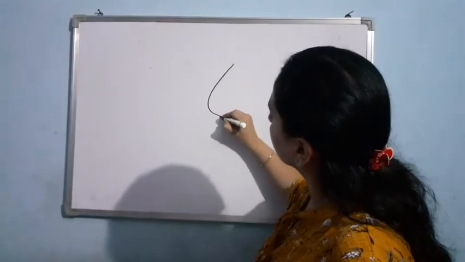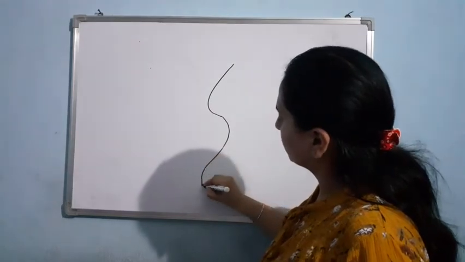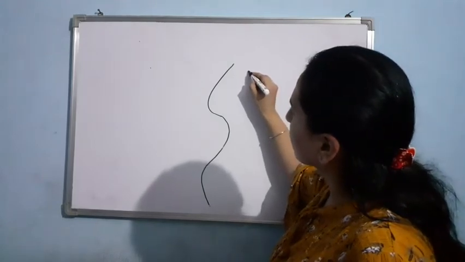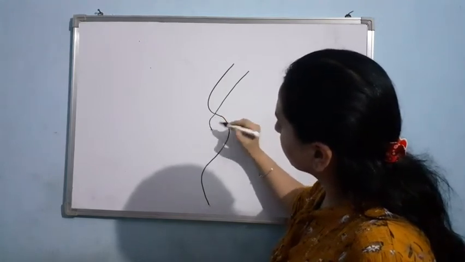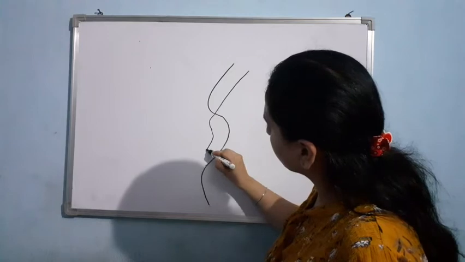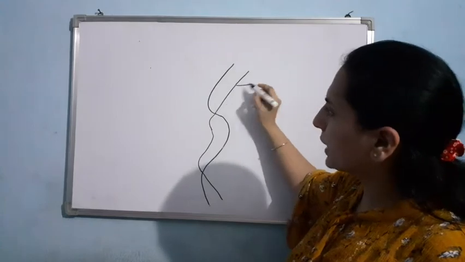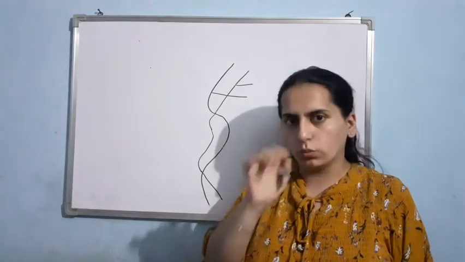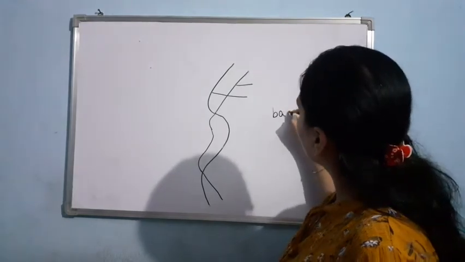Now just see. This is the first polynucleotide chain, suppose. Now here I am drawing the second one. Clear? Now just see, like this. First polynucleotide chain and second polynucleotide chain. So DNA is made up of how many chains? Two.